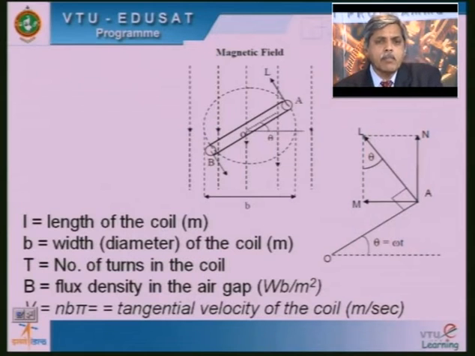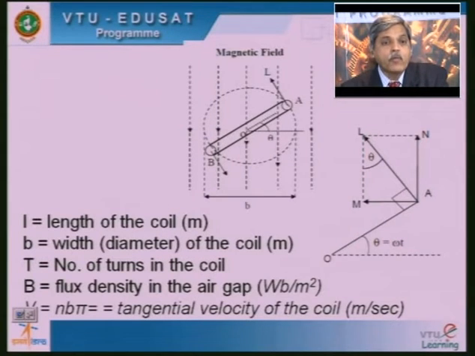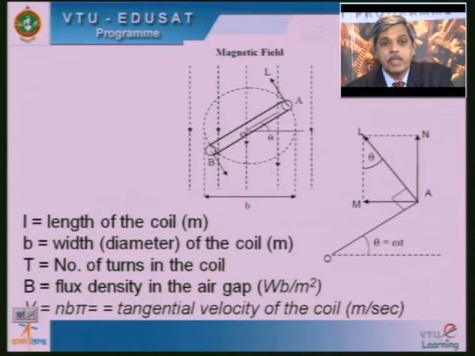If you see this diagram, I have just shown a coil with the length of the conductor being L, width being B, T the number of turns in the coil, and B the flux density. Now, the coil is rotating at an angular velocity of omega. This velocity can be resolved into two components. One component, M, is perpendicular to the direction of the magnetic field, and the other, N, is in the direction of the magnetic field. The perpendicular component of the velocity is responsible for production of the voltage in the coil.